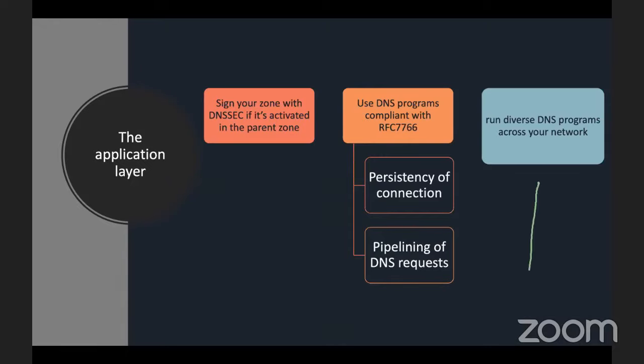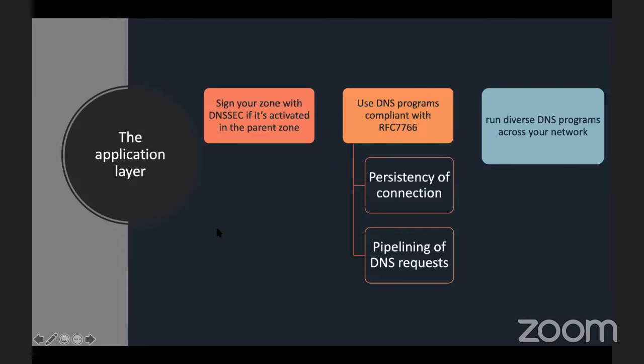The last recommendation here, I would say, is for you to run diverse DNS programs across your network, especially if you cover a lot of zones, customers, and if you have a big area, okay? As much as possible, try to run diverse DNS programs. It can be diverse in terms of version, can be diverse in terms of software. But again, we are talking about resiliency. So do not put all your eggs in the same basket. Always keep that sentence in your mind. I think it's important for people to remember that software also comes with bugs.